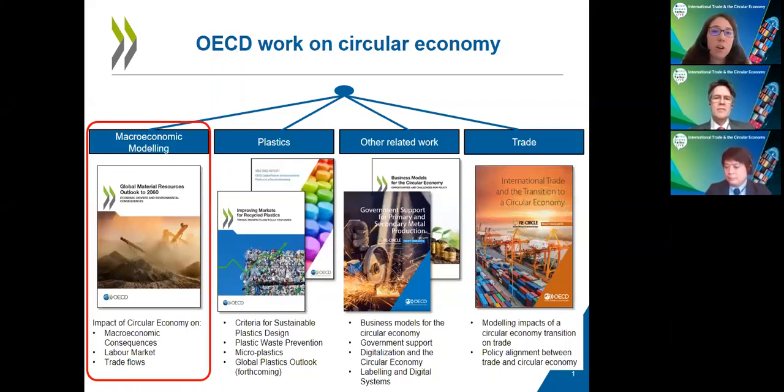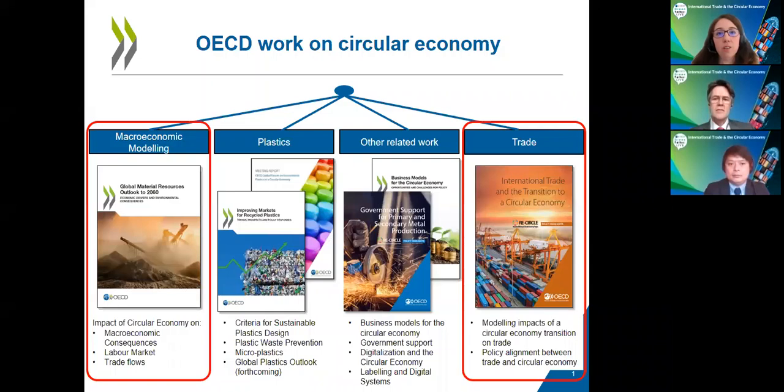Additional work on circular economy at the OECD Environment Directorate has looked at plastics, as well as other important issues, such as business models for the circular economy, digitalization, and labeling. But the most relevant work stream for today is, of course, that focusing on international trade and the circular economy. This is extremely relevant as international trade plays an important role in circular supply chains in materials and products, and end-of-life value chains in waste and scrap, secondary raw materials, as well as second-hand goods.